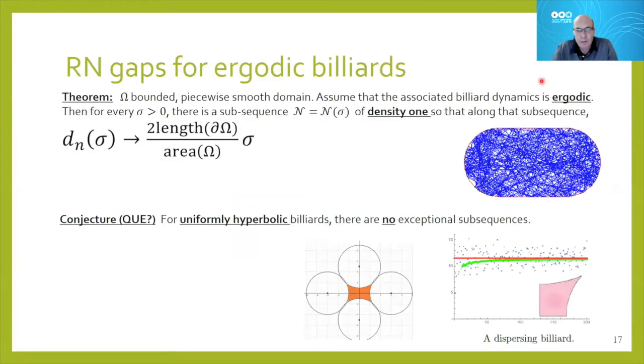So the result that we have for ergodic billiards is that not only is there a limiting mean value, as there is for any reasonable domain, but in fact for ergodic billiards, there is a density 1 subsequence of the eigenvalues along which the Robin and Neumann gaps converge to the mean value.